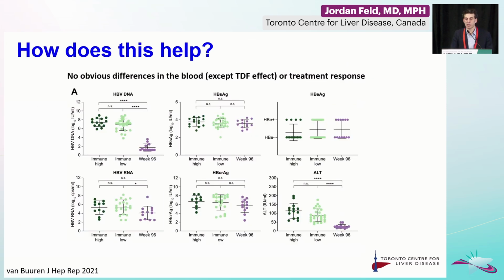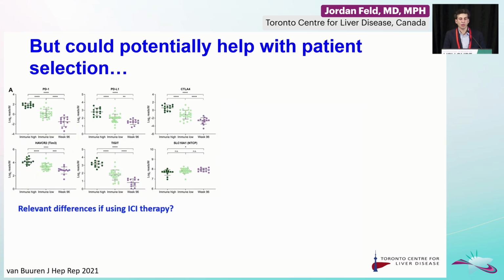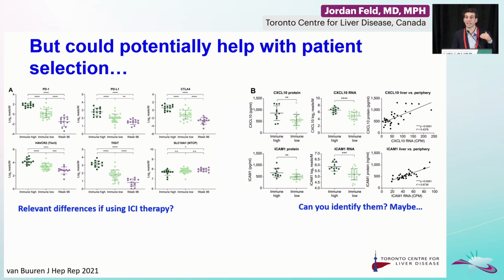Now, how does this actually help? Well, they don't really look very different except for the treatment effect. The patients that got treatment had HBV DNA suppressed and ALT normalized. But what you can see is that otherwise they look pretty similar. However, if you look a little bit more carefully, if you start to look at expression of checkpoint inhibitors in these different patient populations, what you see is the immune high population has higher expression of all of the checkpoints, PD-1, PD-L1, CTLA-4, and the patients who are on treatment actually have very low level expression of all of those. And interestingly, they then showed that that correlated with their markers in the serum, the IP10 levels and ICAM1 levels in the serum.